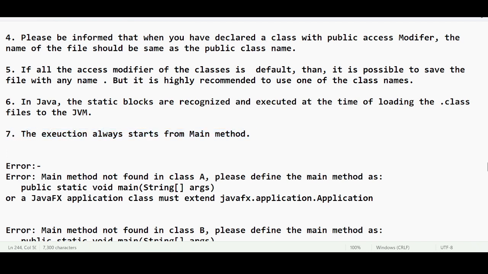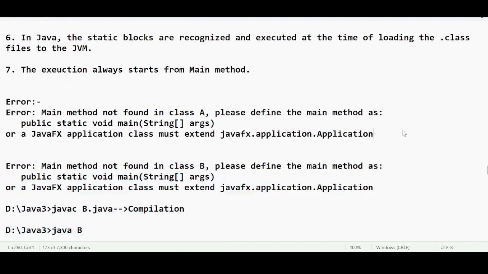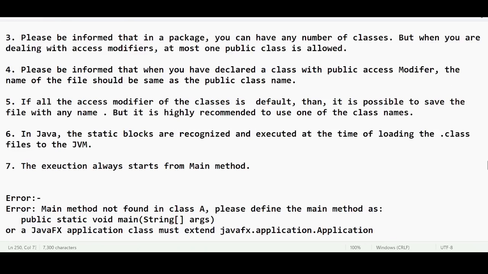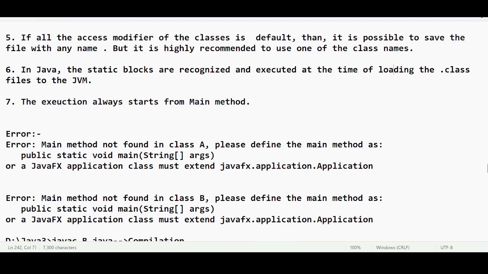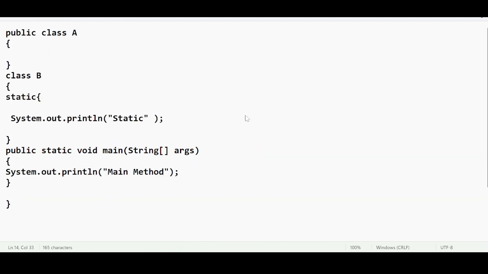So another theory says static blocks are recognized and executed at the time of loading the .class file to the memory. First let me run this. Just keep these two points in mind: static blocks are recognized and executed at the time of loading the .class files to the memory, and the execution always starts from the main method. These two points are mandatory now. Let me execute this.